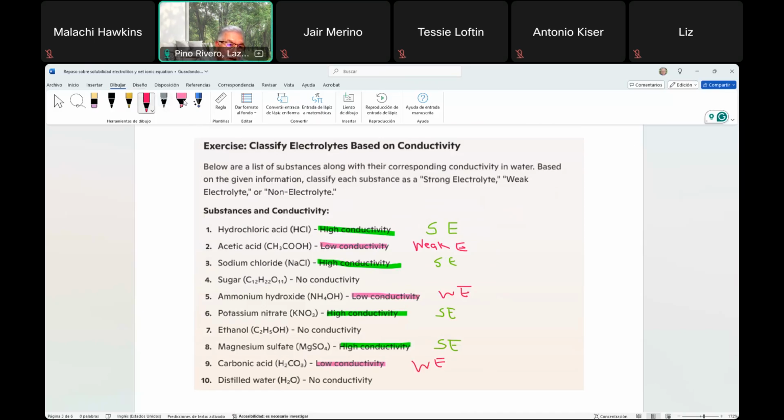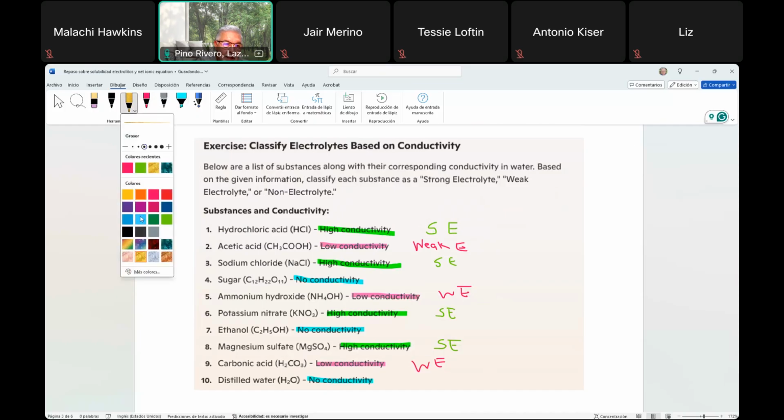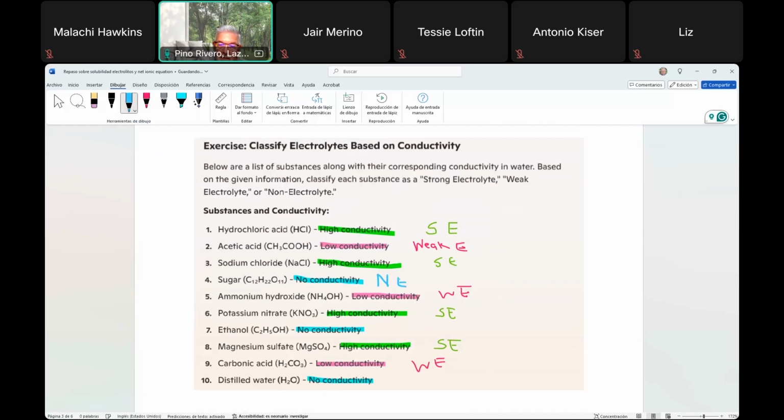And on the other hand, when they don't conduct electricity, when they don't present conductivity, then we say that they are non-electrolytes.